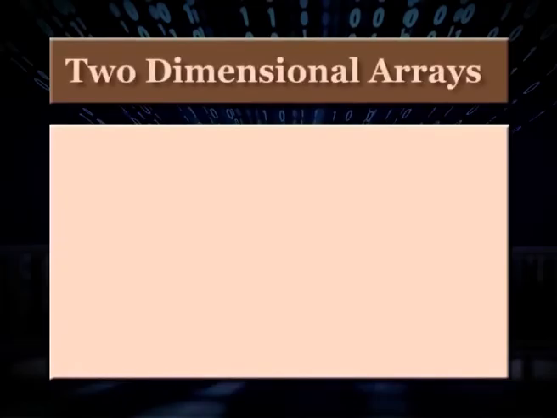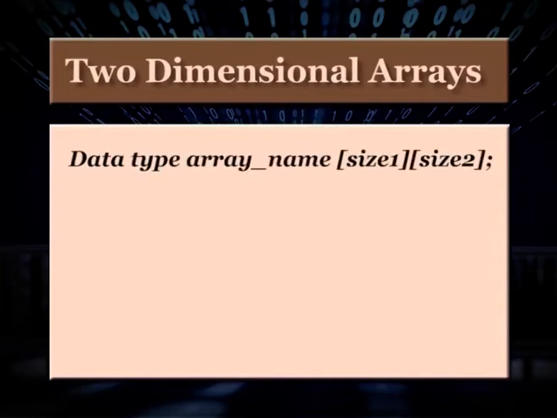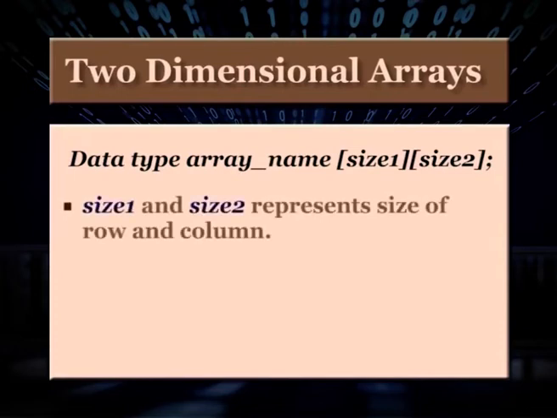A 2-dimensional array or matrix array is represented in a tabular form with rows and columns which are identified by two different subscripts. Thus we can say in a 2D array each element itself is an array. Syntax of a 2-dimensional array is as shown. Here size 1 and size 2 represent the size of row and column. A 2-dimensional array can be declared as either int or char or float, etc.